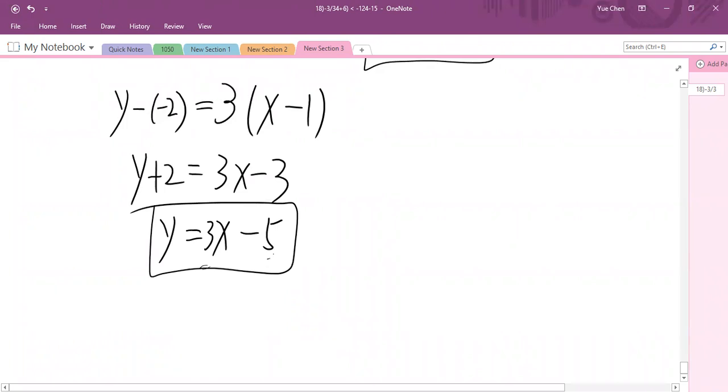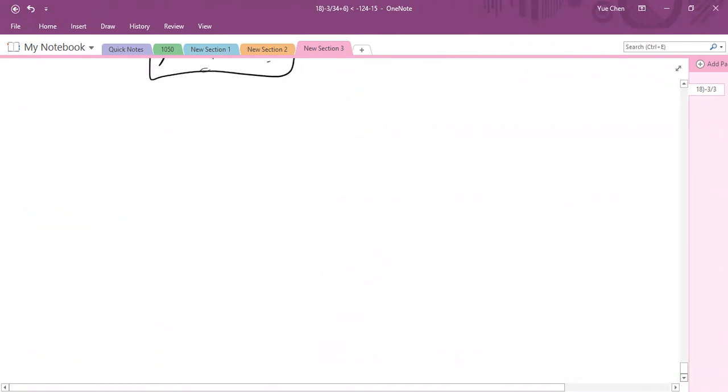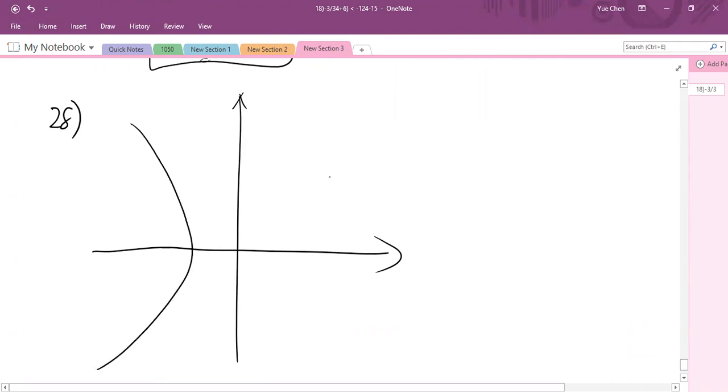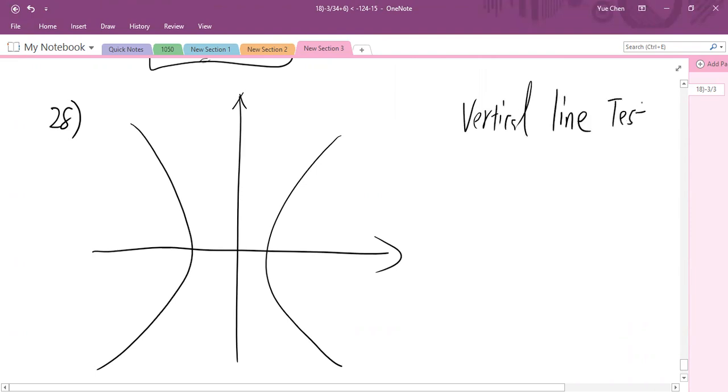The last one, given a graph, test if the graph represents a function. Do you remember what we should do? Yeah, vertical line test. Vertical line test is the way to test whether the graph is a function or not.